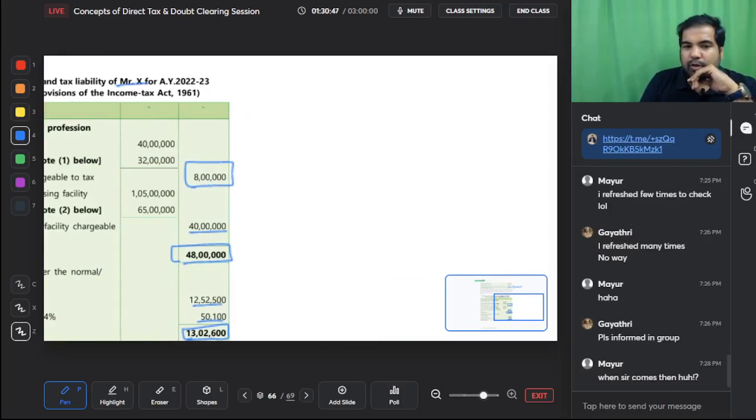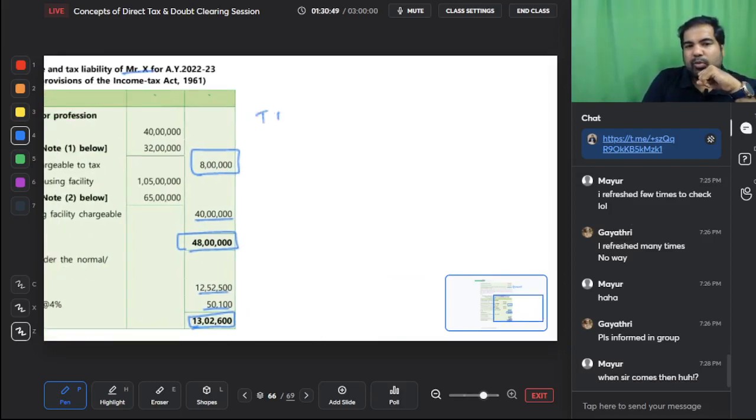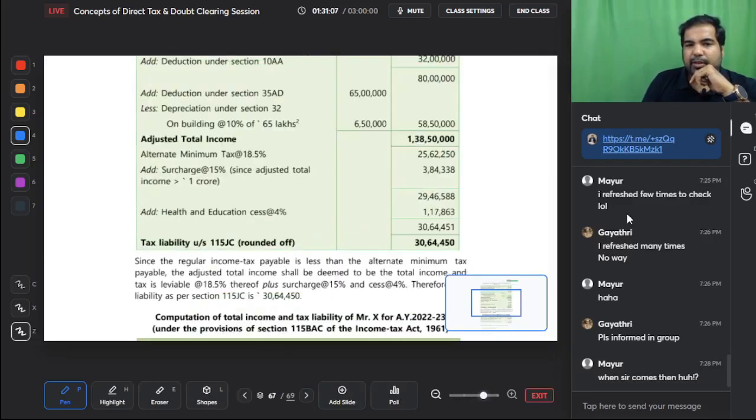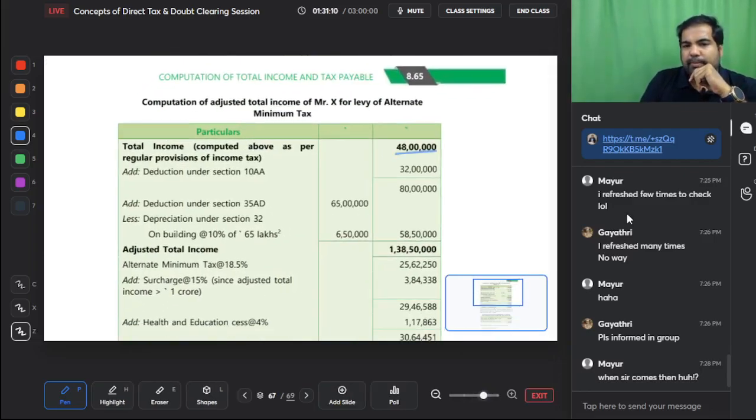But guys, now you want to find out AMT. AMT is basically total income, that is 48 lakhs plus 65 lakhs plus 32 lakhs, and that will be your adjusted total income. If that is more than 20 lakhs, you have to multiply that with 18.5%, add surcharge and cess. Here we go. AMT calculation. You'll take 48 plus 32 plus 65.